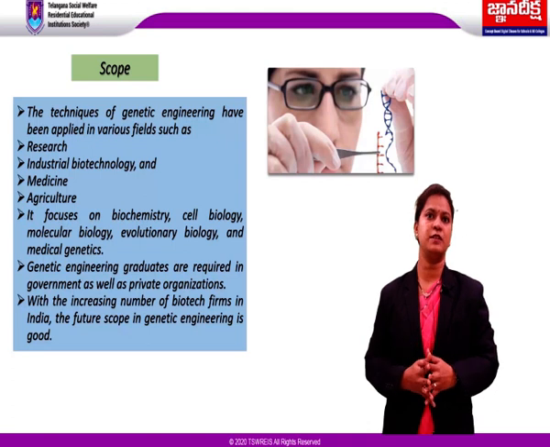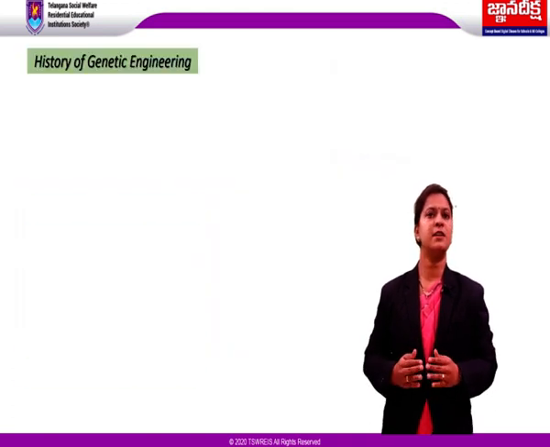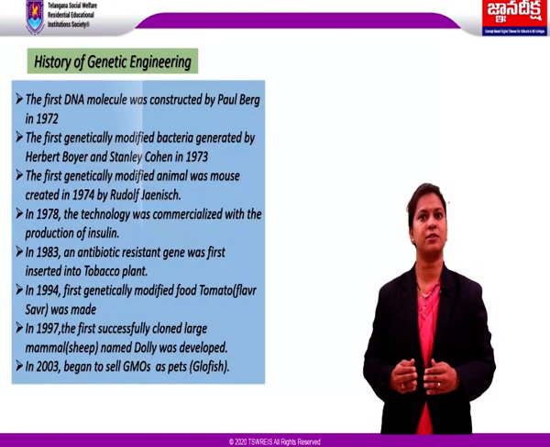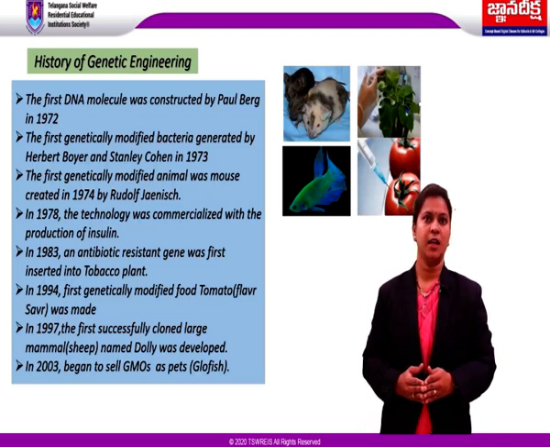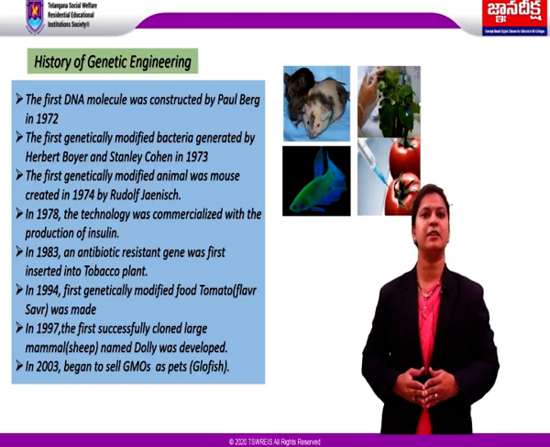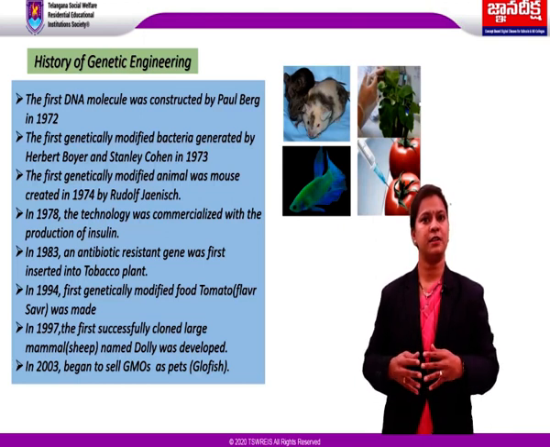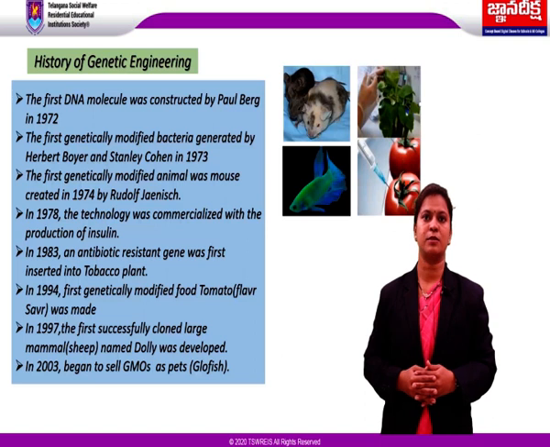Talking about the history of genetic engineering. The first recombinant DNA molecule was constructed by Paul Berg in 1972. Therefore, he is also called the father of genetic engineering. The first genetically modified bacteria were generated by Herbert Boyer and Stanley Cohen in 1973. The first genetically modified animal was a mouse, created in 1974 by Rudolf Jaenisch.